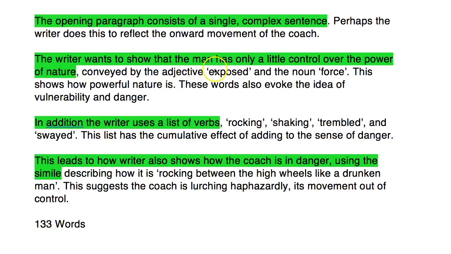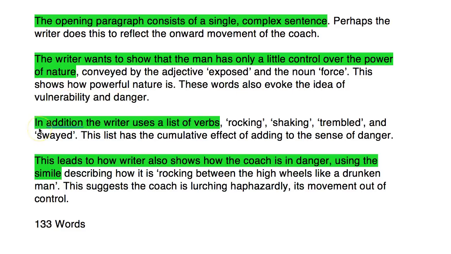The writer wants to show that the man has only a little control over the power of nature, conveyed by the adjective "exposed" and the noun "force". This shows how powerful nature is. Notice the examiner wants you to name the parts of speech, adjective, noun, in order to get the marks. Then we have a second explanation, a second analysis. These words also evoke the idea of vulnerability and danger.